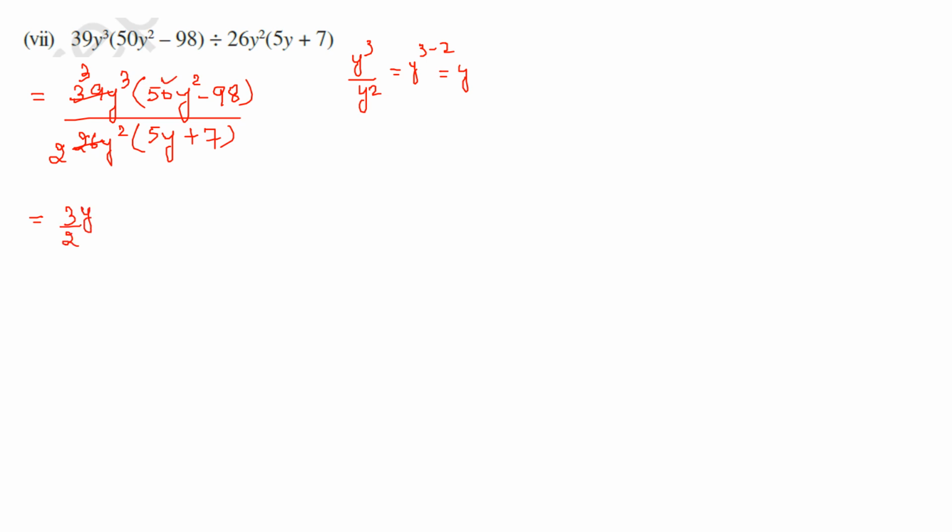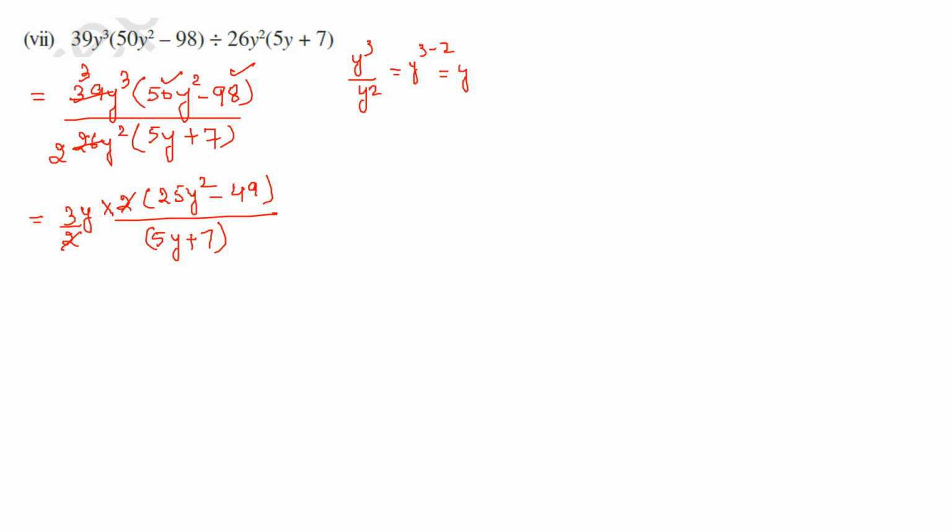Now if you see 50y square minus 98, isn't it? So can I take something common from here? 50 and 98. Both are even numbers. Obviously they will come in the table of 2. So let me take 2 common. So it will be left with 25y square, because 2 into 25 is 50, minus 49, divided by 5y plus 7. This much is clear, right? Now 2 and 2 I can cancel. Now if you notice here, this 25 is a square of 5, 49 is a square of 7.